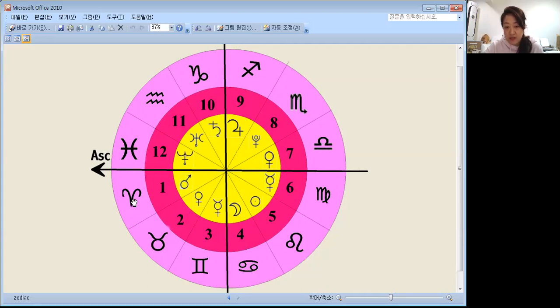So the first house is Aries by nature, and the natural ruler would be the Mars energy. Taurus is ruled by Venus. Gemini is ruled by Mercury. Okay, the fourth house is Cancer, ruled by the Moon. The fifth house is Leo, ruled by the Sun. We have the sixth house, Virgo, with Mercury. Now, you're going to start noticing that except for the Sun and Moon, a lot of these planets are appearing twice. That's because Mercury has two rulerships. We have Mercury ruling Gemini, the third house, but also the sixth house. So some planets will be ruling two houses.